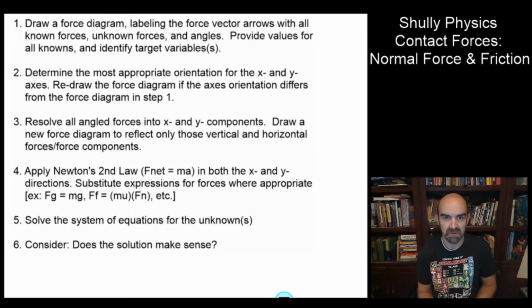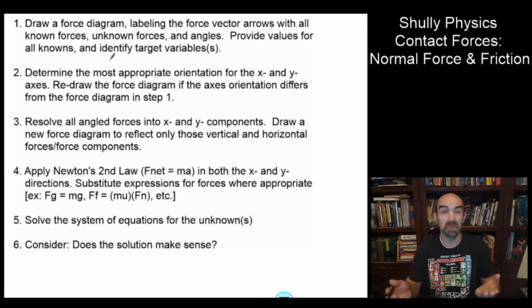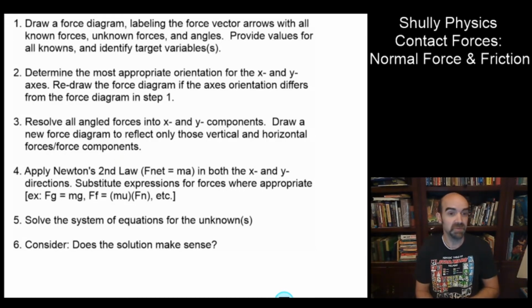And I'm going to refer to the problem-solving process. First, we're going to draw a force diagram, label the force vector arrows with all the knowns, unknowns, and such. Our orientation is just going to be straight up and down here. There's no slope. So we're going to move on to 3. If there's any angled forces, which we do have, we're going to resolve those into components. And we're going to be applying Newton's second law in both the x and the y direction to get a system of equations that we can solve.